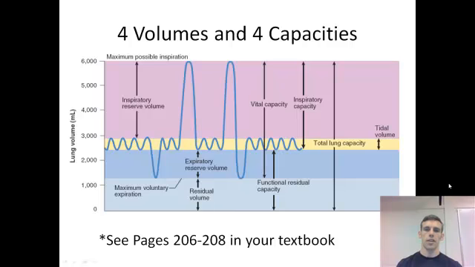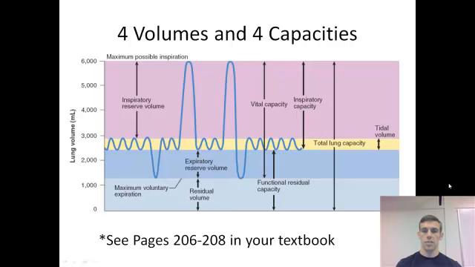So the first thing we're going to look at are the 4 volumes and the 4 capacities. This graph can be kind of intimidating when you first look at it, but there are some things that might be kind of intuitive to us. First of all, the y-axis is the lung volume. It goes from 0 to 6,000 milliliters, so that'd be 0 to 6 liters. And this is just the lung volume that you can fill with air.